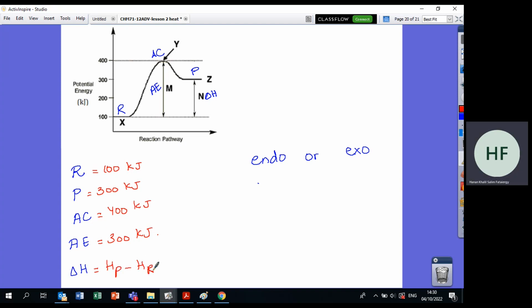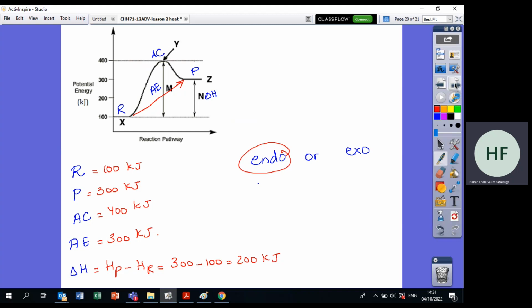HP minus HR, which is equal to 300 minus 100, which is equal to 200, of course kilojoules. Now, is the reaction endothermic or exothermic? As you can see, it is going up. This is gaining. This is endothermic. In endothermic, delta H should be positive, which we already calculated here.